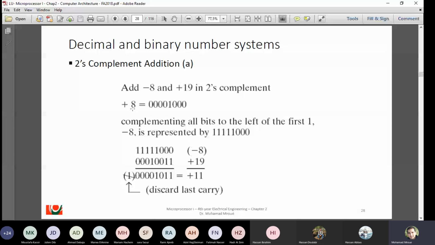So we start from the least significant bit, which is 0. So we copy the zeros, and when we arrive at the first one, we copy the one and we complement the others, so we get a result with 0, 0, 0, 1 and 1s. Then we add, so for example here we got these values and we just ignore the last carry, okay? We get a result here of plus 11 which is true. The result is correct.